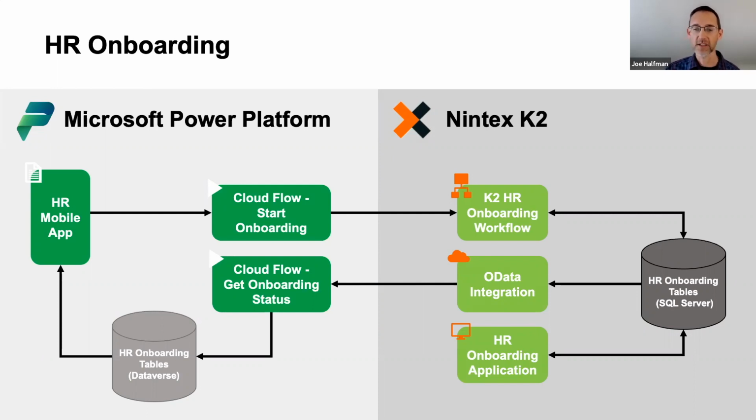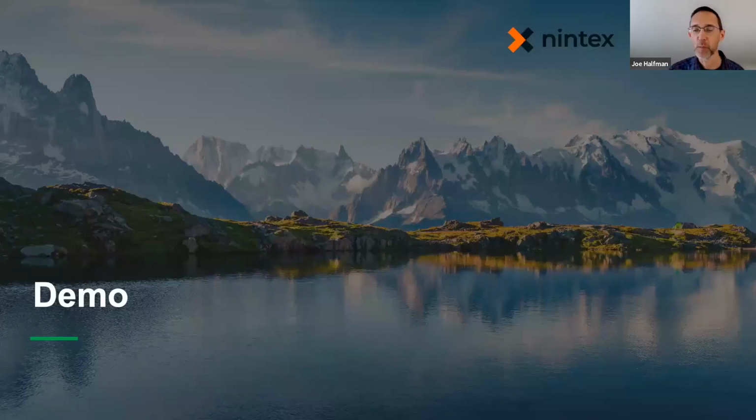The key elements of this integration between the platforms are the Power Automate K2 connector for starting K2 workflows, the Power Automate Cloud Flows, and K2's OData API. Now let's take a look at how all this comes together.